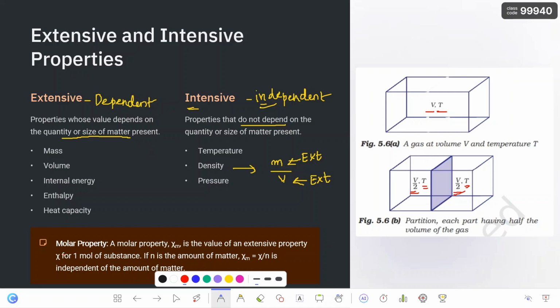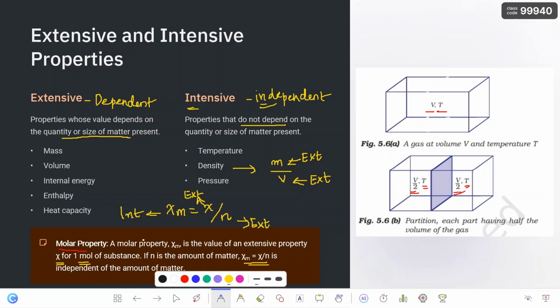Then the other thing is molar property. What is molar property? If we take some extensive property chi for 1 mole of substance, the molar property can be defined as chi m equal to chi by n. Chi is an extensive property, and n is the number of moles, which also depends on the quantity. Taking the ratio of two extensive properties gives an intensive property. You need to remember that.